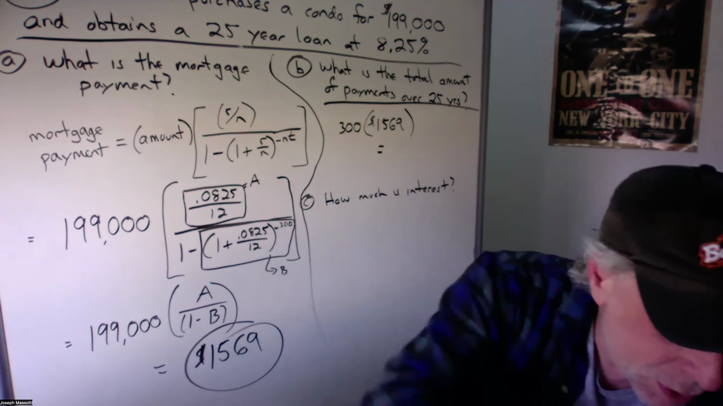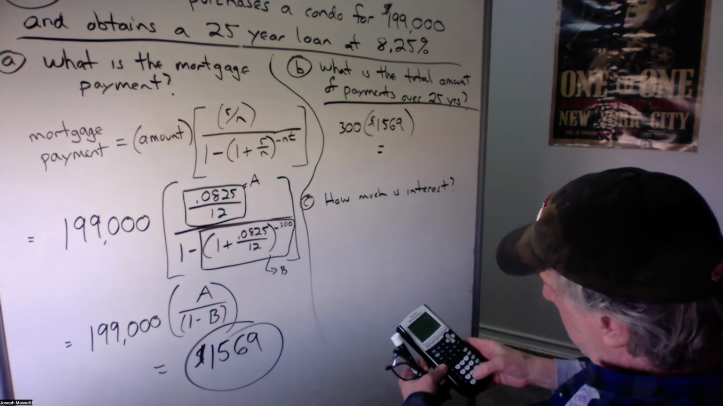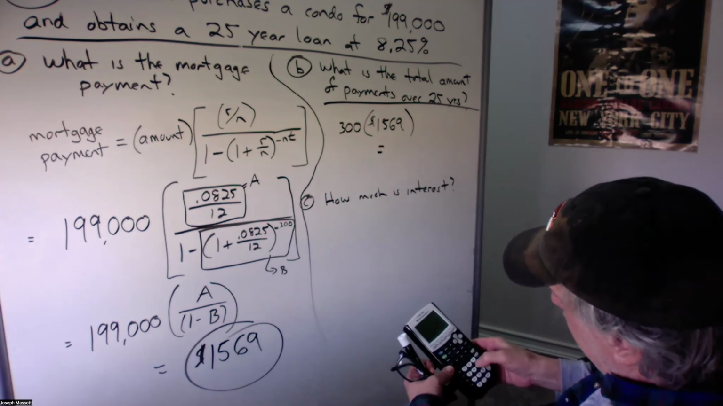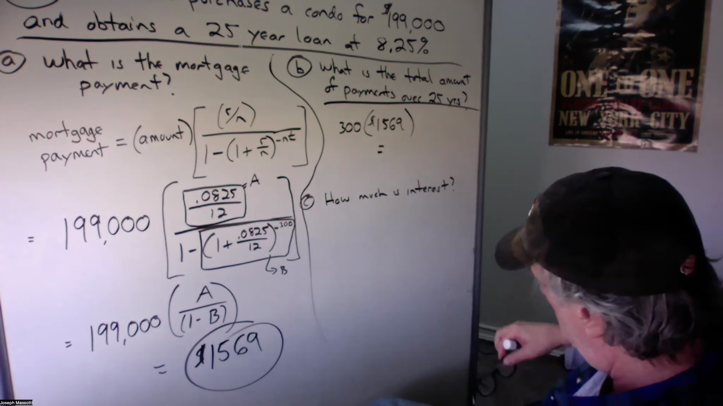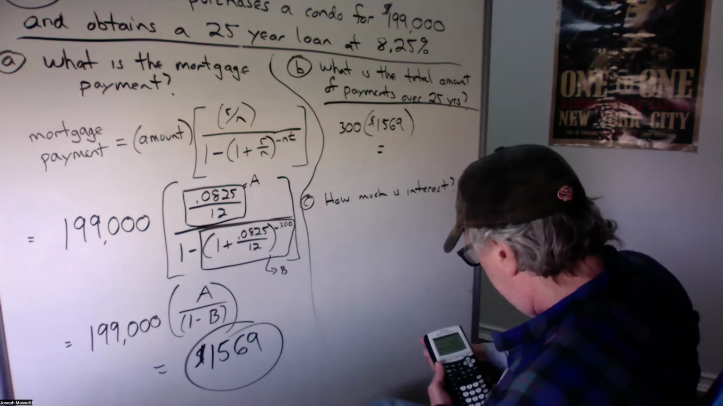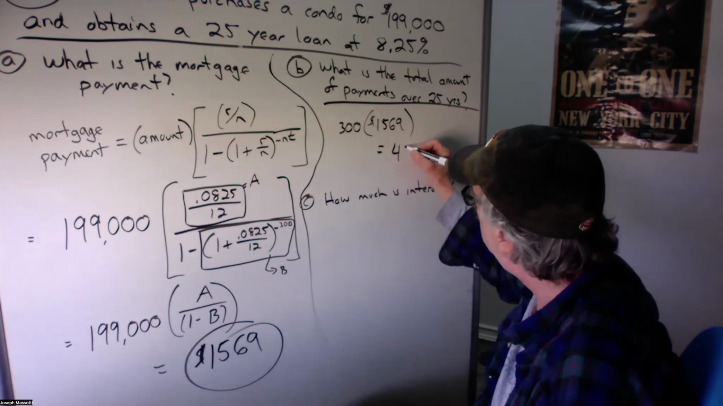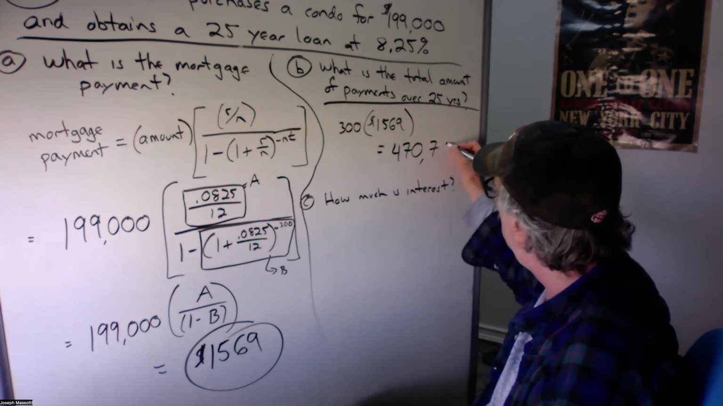So we put that into our calculator. And we say 300 payments of $1,569 gives us $470,700. Holy Toledo.